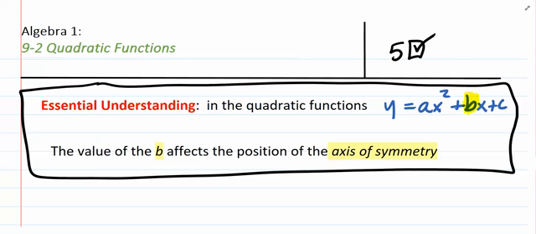Welcome to Zaption Tour 9-2 Quadratic Functions, and today we're going to be talking about the axis of symmetry and the vertex more specifically. There's 5 boxes. So the essential understanding is this: in a quadratic function given as y equals ax squared plus bx plus c, the value of b affects the position of the axis of symmetry. So the value of b, the value that's right there, has an effect on the axis of symmetry. So let's get into this right away.